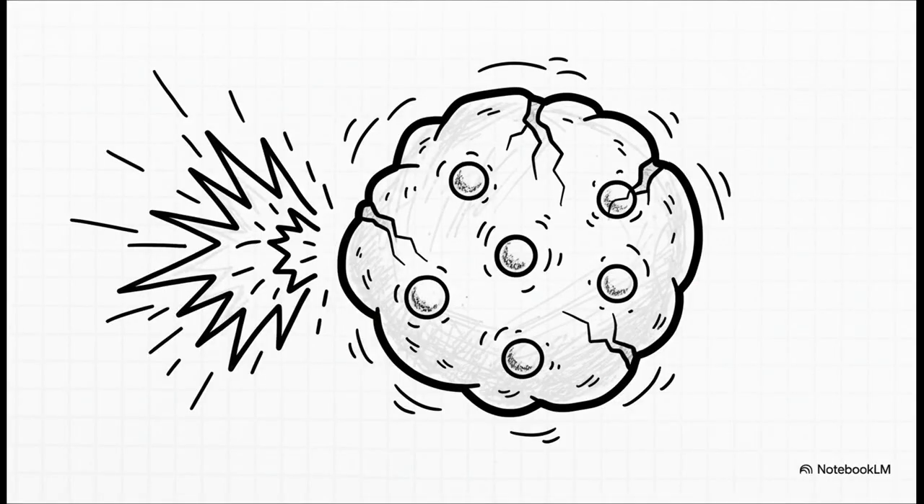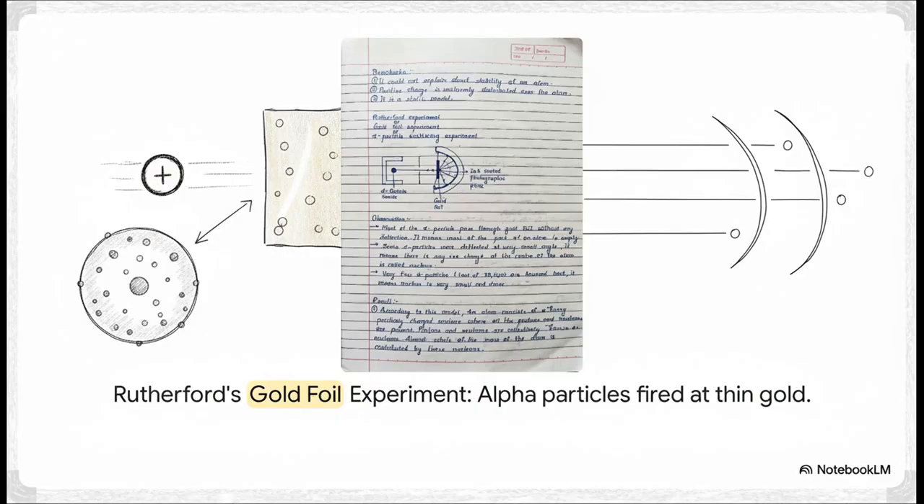Yeah, the muffin model was cute, but it had some pretty big problems. For one, it couldn't explain why the positive cake and the negative blueberries didn't just all mush together. But its biggest flaw was assuming that positive charge was just spread out all evenly, an idea that was about to get completely blown to pieces. And this is the experiment that changed the game.